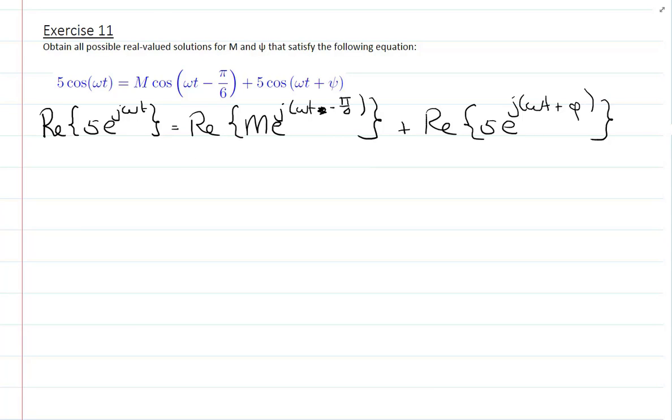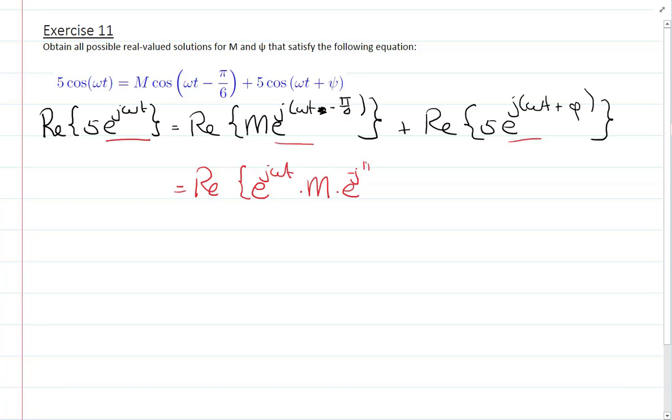What we'll do next is separate the e to the power j omega t. This will give us the real part of e to the power j omega t times m times e to the power j minus pi over 6, plus the real part of e to the power j omega t multiplied with 5 e to the power j phi.